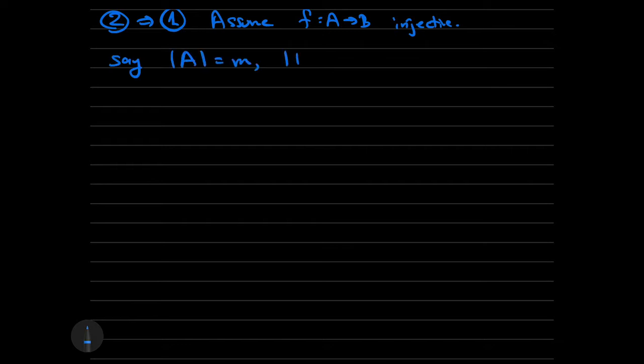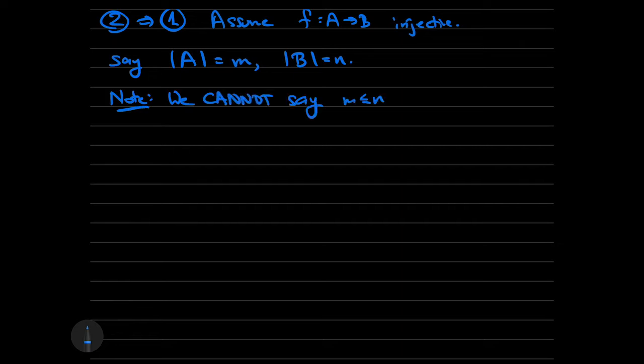Now we're going to show that 2 implies 1. Let's assume that we have an injective function f from A to B. Again, let us say that the size of A is m and the size of B is n. But note, and this is super important, we are not assuming that m is less than or equal to n. That's what we're trying to show.